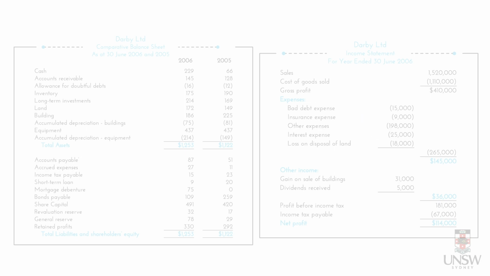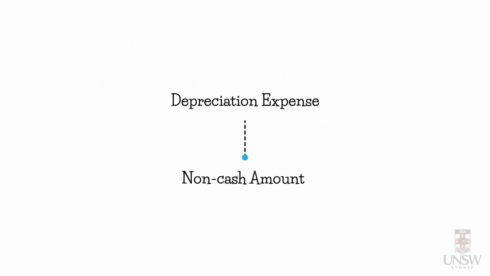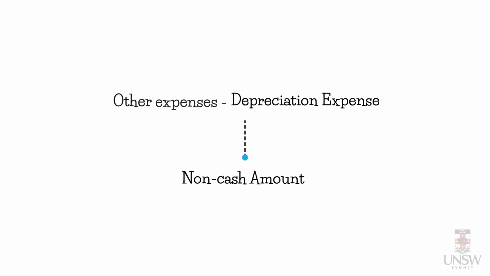So something important that we can see in the income statement is that we don't have a separate line for depreciation expense. Now, depreciation is a non-cash amount. This means that we need to remove it from other expenses before calculating any cash flows with other expenses, because depreciation does not represent cash. So how do we remove depreciation from other expenses? Well, we need to calculate it.